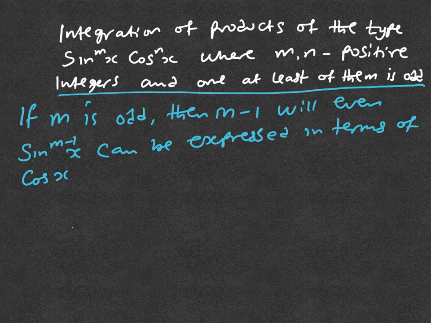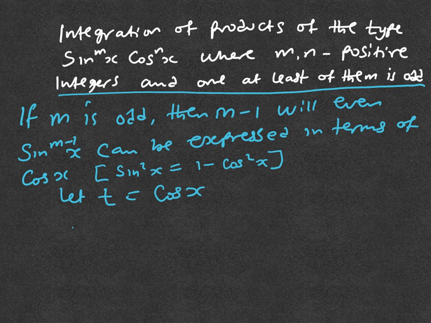The method is simple. You let t equal cosine of x. So how do we express sine to the m minus 1 in terms of cosine x? It is simple. Remember, we talked about it: sine squared x is equal to 1 minus cos squared x. This relation will work for all even powers. So it is really very simple, and this is the method.